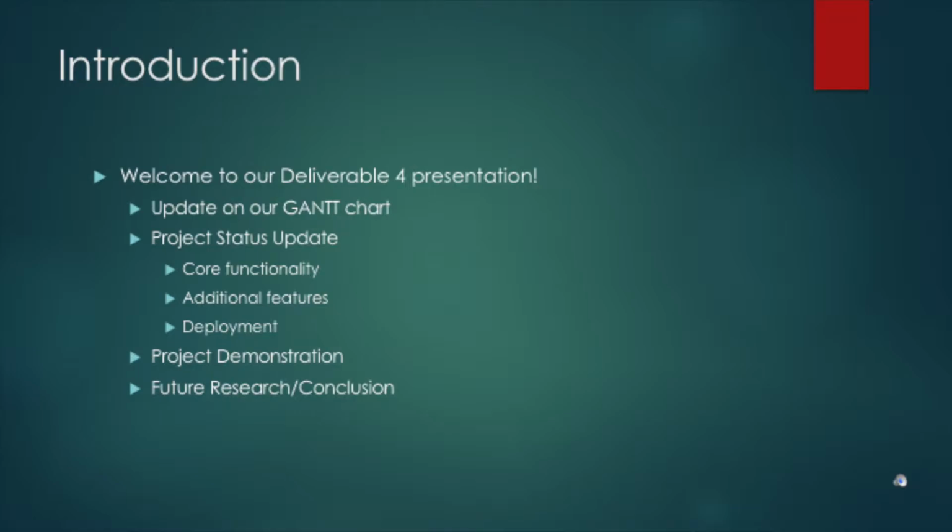In this presentation, we will start with our final Gantt chart update. After that, we will provide a project status update covering three key areas: core functionality, additional features, and deployment. After this, we will provide a thorough demonstration of our product. Once the demonstration is completed, we will cover future research and our conclusions.